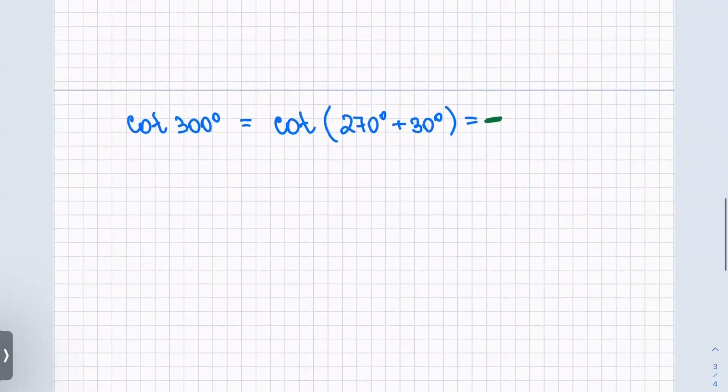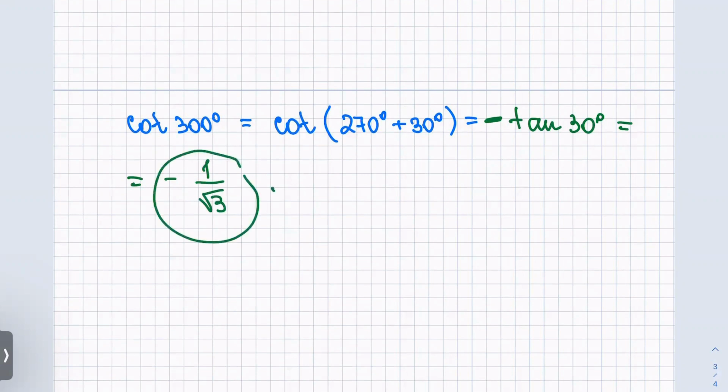So let's see. We then have just to write down here the tangent. And since we applied that reduction formula, the remaining angle value will be 30 degrees. So we will find out that actually cotangent 300 degrees will be minus tangent 30 degrees. And now we know what is the tangent 30 degrees. Tangent 30 degrees is 1 over root of 3. And that is our final answer.